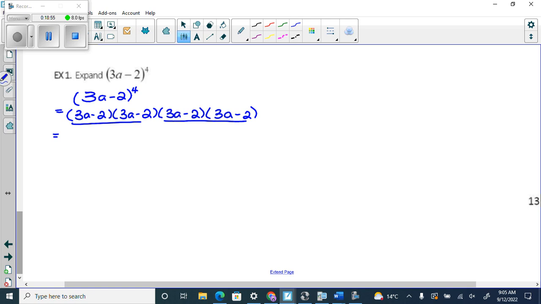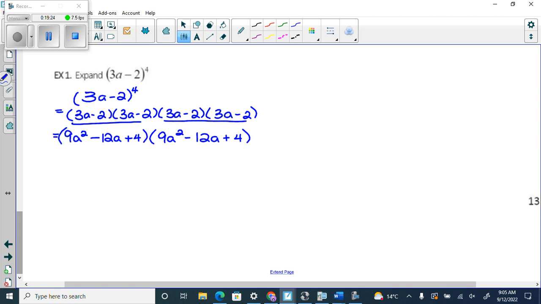So 3a and 3a is 9a squared. Then 3a times negative 2 is negative 6a, and another 3a times negative 2 is negative 6a. So I get negative 12a for the outside and the inside. And then negative 2 times negative 2 is a positive 4. And then I stop because I hit an end bracket. The bracket still exists. Now I know these are the exact same, so I'm going to get the exact same: 9a squared minus 12a plus 4.